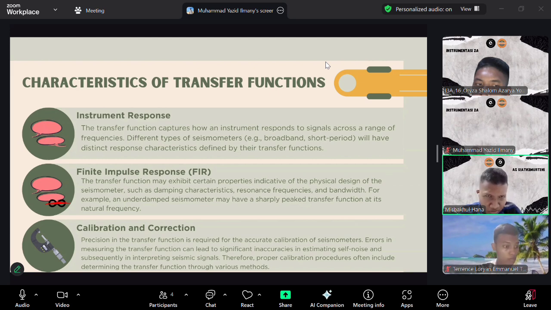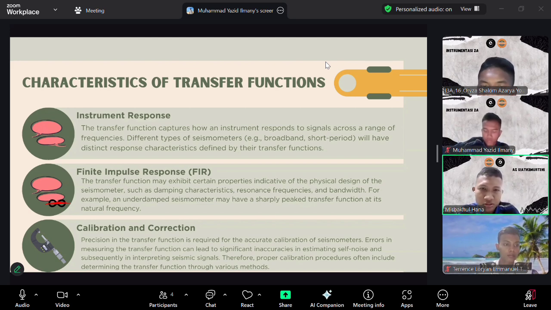Calibration and correction: precision in the transfer function is required for the accurate calibration of seismometers. Errors in measuring the transfer function can lead to significant inaccuracy in estimating self noise and subsequently in interpreting seismic signals. Therefore, proper calibration procedures often include determining the transfer function through various methods.